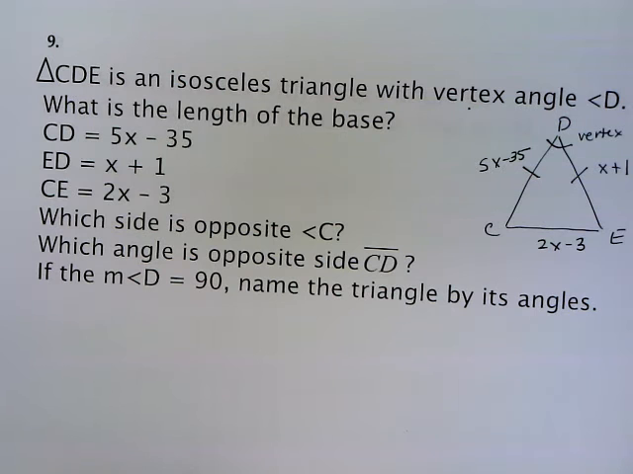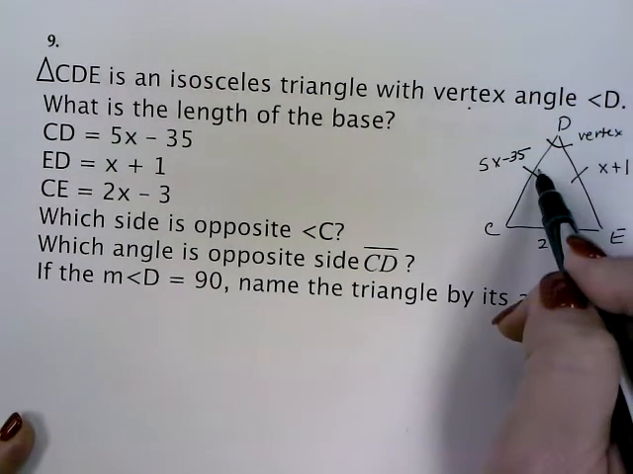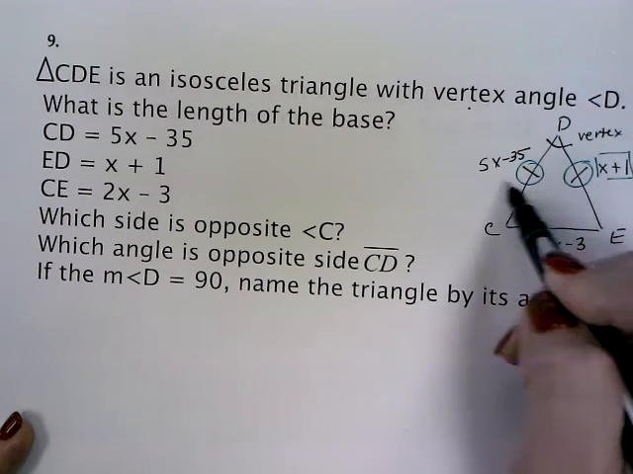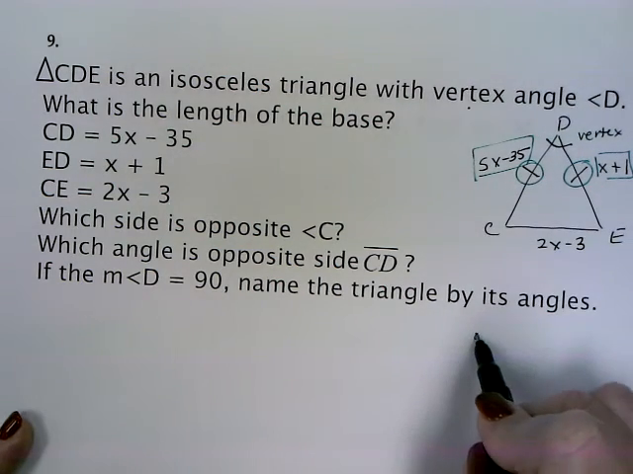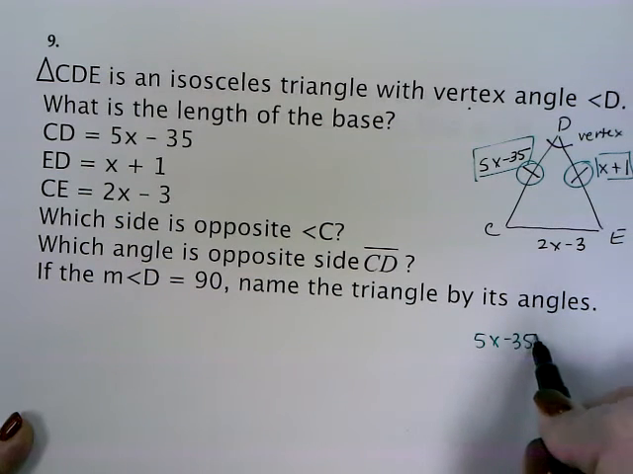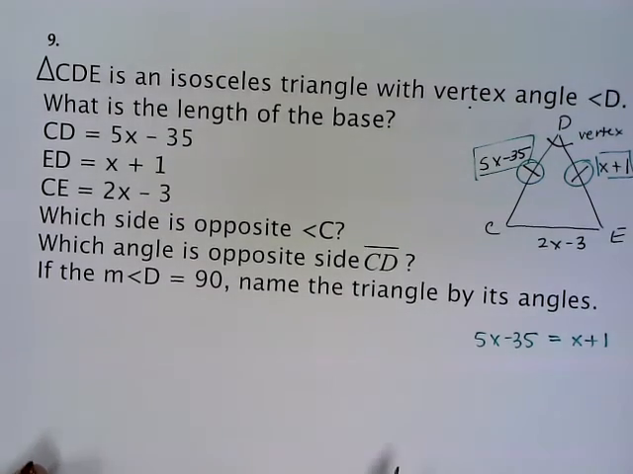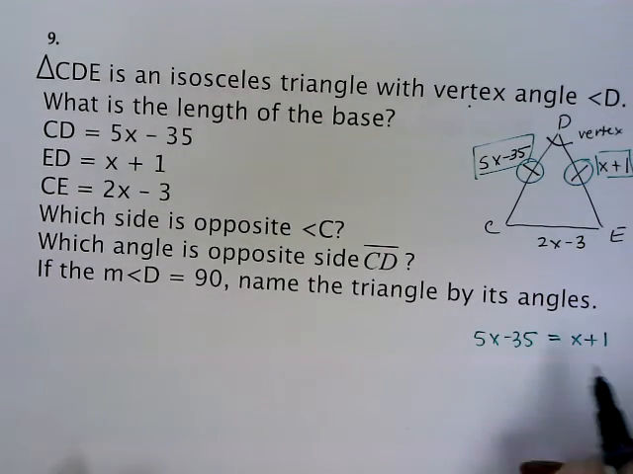How am I going to know? How am I going to figure this out? I'm just given a bunch of sides. Well, that's easy because I know here this side is congruent to this side. So 5x minus 35 is equal to x plus 1. When you're talking sides, you've got to look for the congruency step.